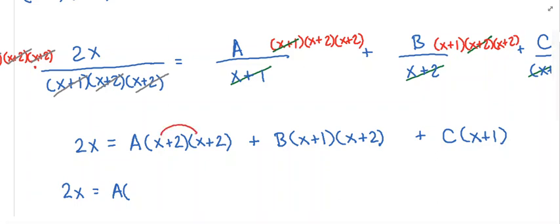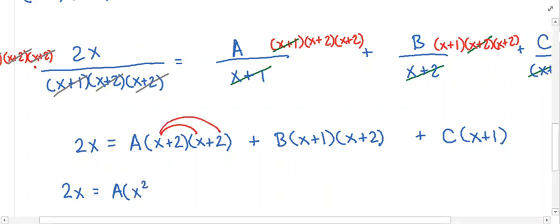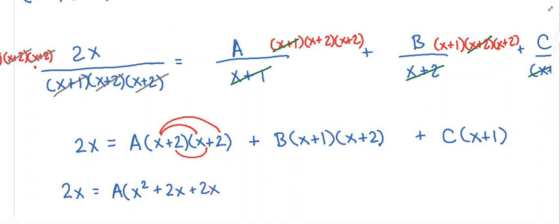This is going to be x squared. This is going to be 2x. And then if I do the inner terms, I will get another 2x. And then the last terms will give us plus 4.